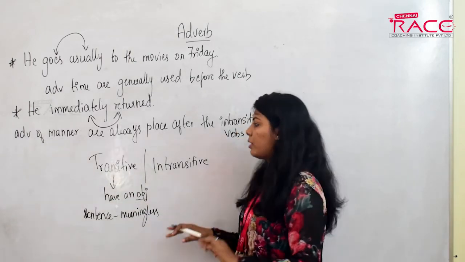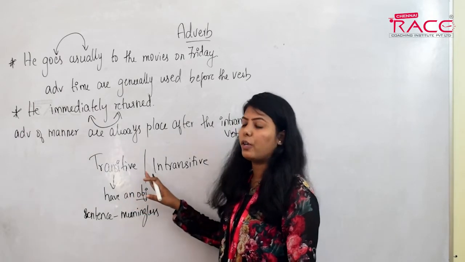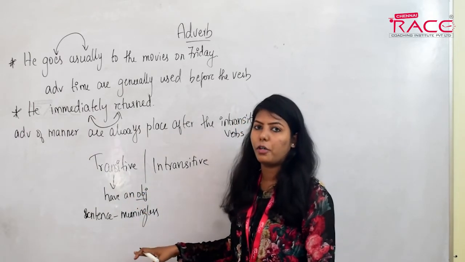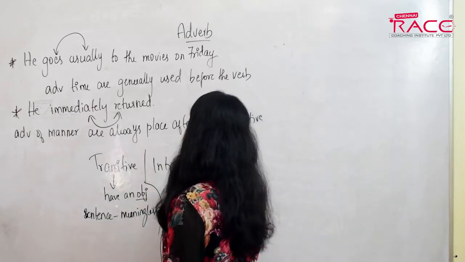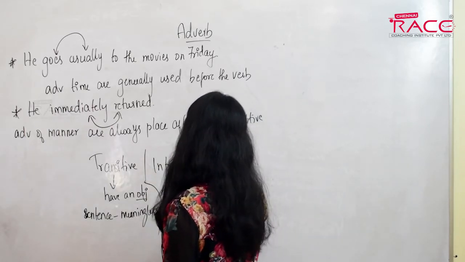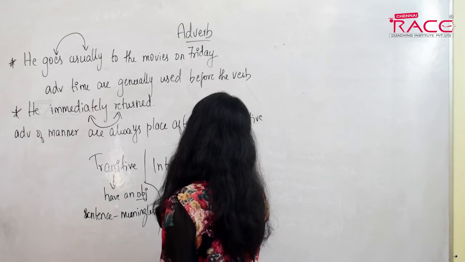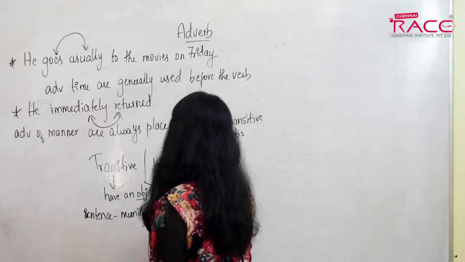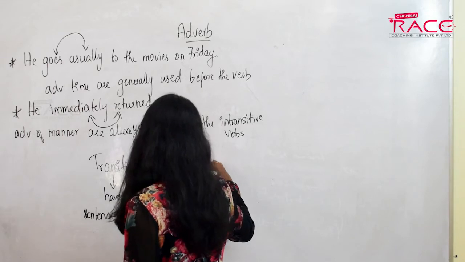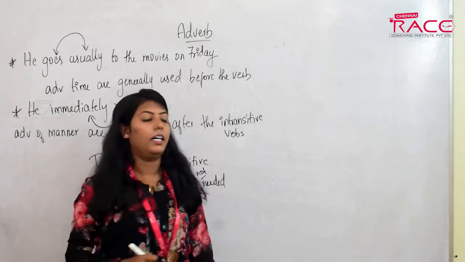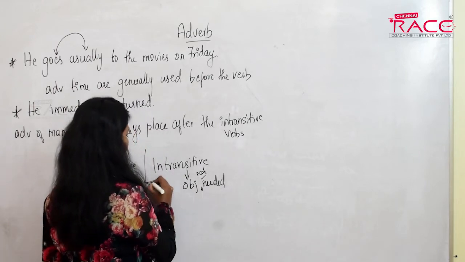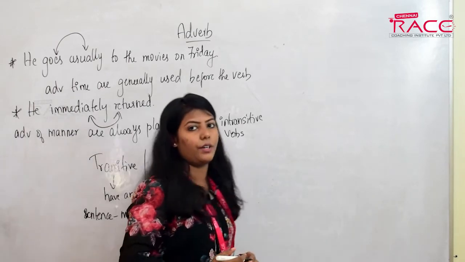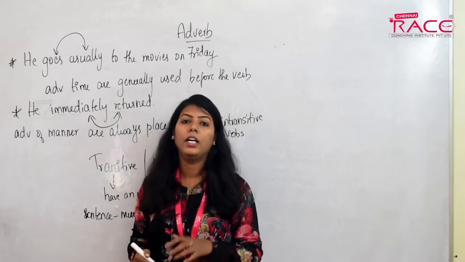So according to transitive verbs, the verb should be followed by an object. If it is not followed by an object, the sentence would become meaningless, okay. For intransitive verbs, an object is not necessary. Object is not needed, and the sentence would be right as it is. Even without the object, the sentence will be meaningful.